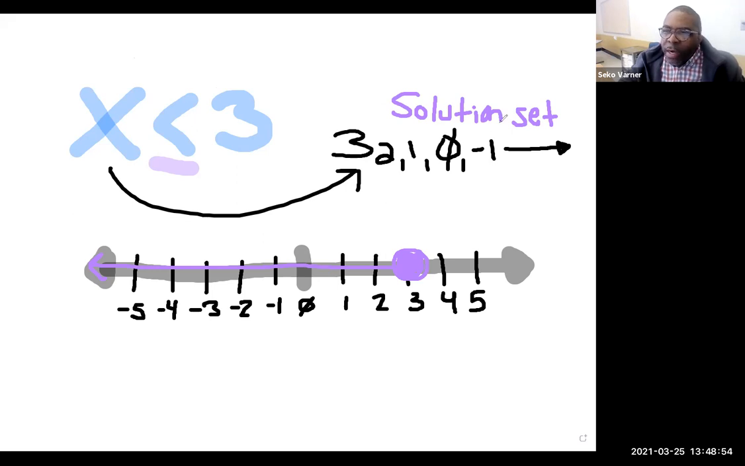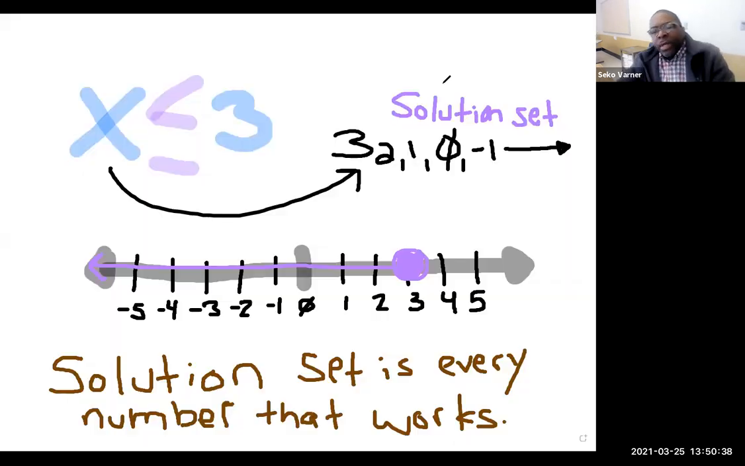So it's not just one number, it's a bunch of numbers. Let me show you what I mean. All right, so this would be one number. This would be X equals 3. X is only 3. That's one number. But as soon as we have X is greater than, or X is less than or equal to, then it becomes a solution set. It's going to be a bunch of numbers. So instead of one number, it's a bunch of numbers.